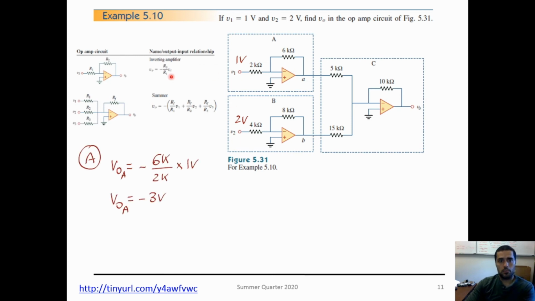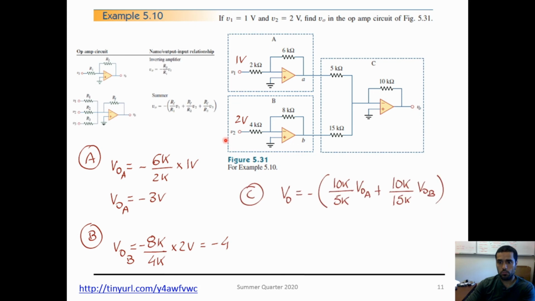So A will be as simple as applying this equation over here. R2, 6K over 2K times V1, negative of that, minus 3 volts, and block B is going to be minus 4 volts. Now for block C, I have a summer. I only have 2 inputs instead of 3, so I just rewrite this equation with just 2 inputs. And I know that instead of having V1 and V2, I have VA and VB. And I plug in the respective resistors, and your V0 is equal to 8.67 volts.